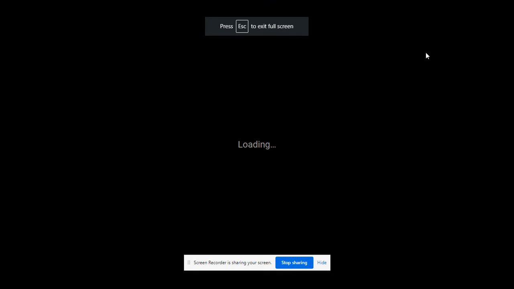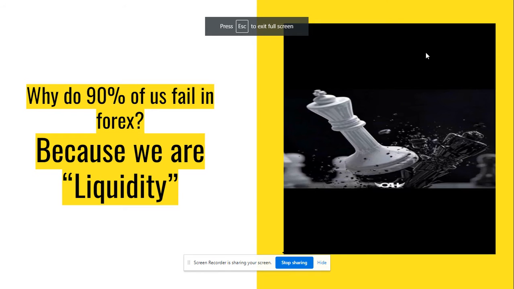Now, if you can understand this and understand what liquidity is, you'll be able to trade with confidence and trading will make sense to you. But if you don't understand this, you'll keep losing in the market because you'll also be part of what we call a liquidity pool, which I'll explain in the next video. But for today, I want us to have a discussion about what liquidity is.